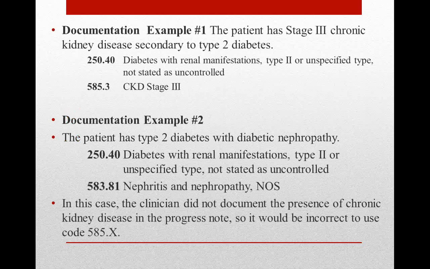Here's some documentation examples. This is what the providers put in the chart. Patient has stage 3 chronic kidney disease, secondary type 2 diabetes, so it's perfectly legitimate, so code both of these codes, chronic kidney disease and the 250.40.